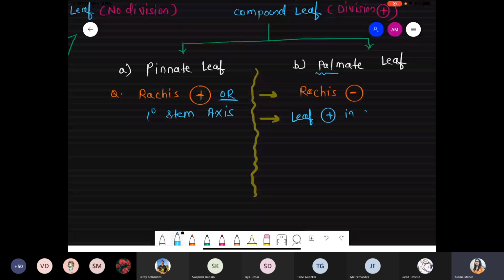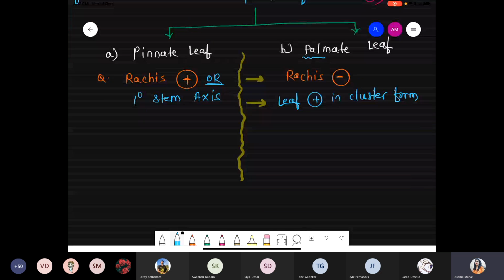So quickly we are drawing the structure. Suppose this part is the stem, right? This is the stem part, and now leaves get originated from a single point. So this is the single point. From this point many leaves get originated like fingers. Such a condition is called the palmate leaf, because it shows an arrangement like a palm, and rachis is absent.